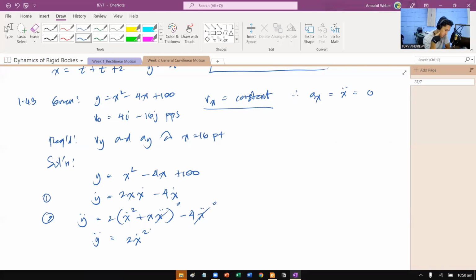To solve for what is asked, which is Vy and Ay. For Vy, we use equation 1: y dot equals 2x x dot minus 4x dot. Do we have x? Of course, that is 16 feet. Do we have x dot? The velocity along x, yes, that is 4i. And since Vx is constant, 4 will always be 4 along x. Although it is initial, let's parse that.